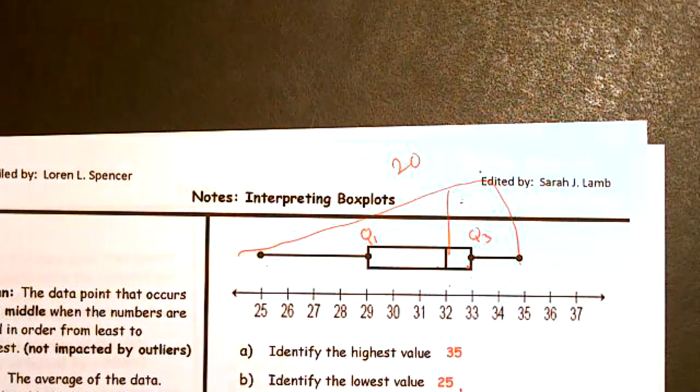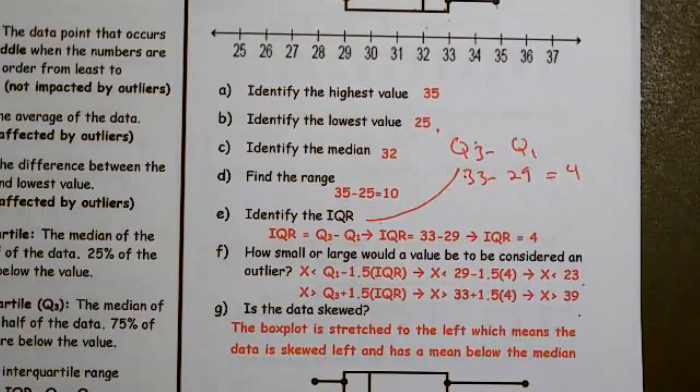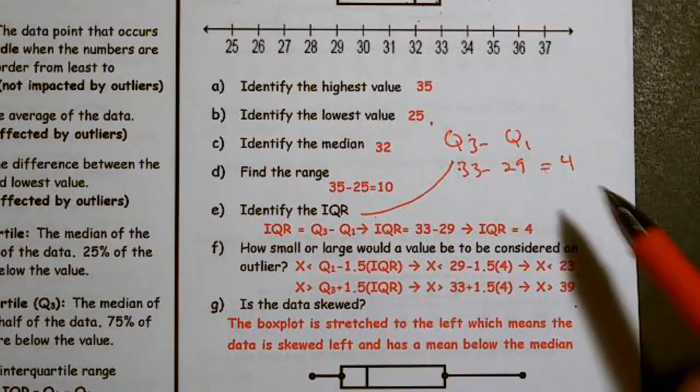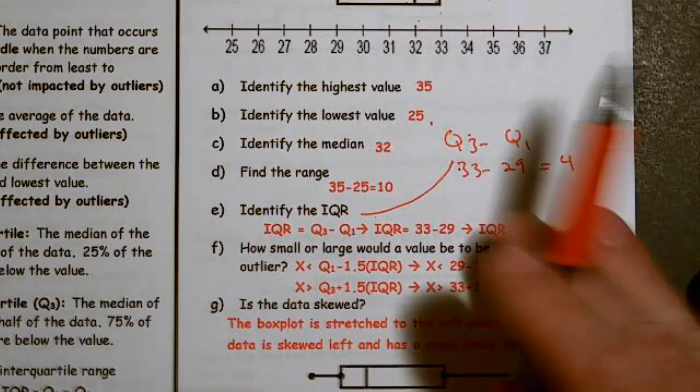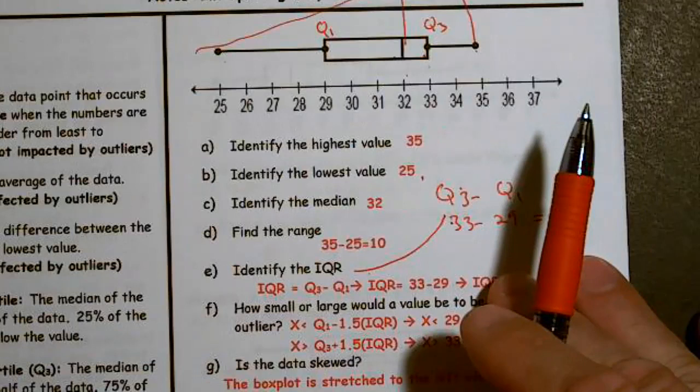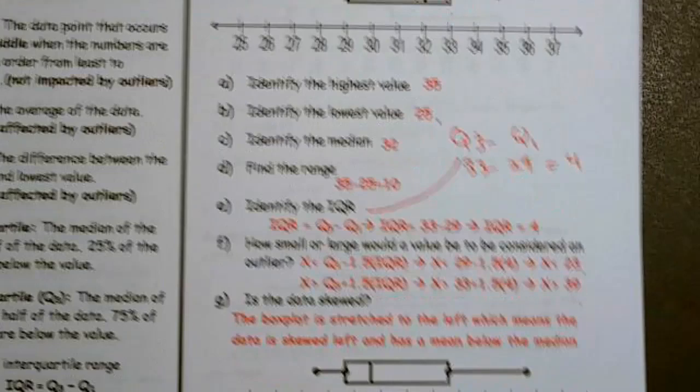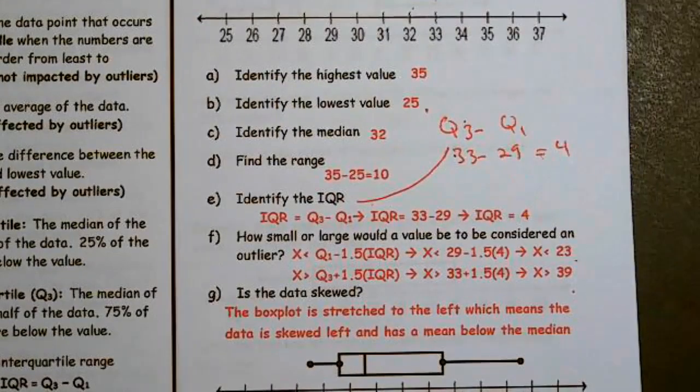So this one is skewed. And in this case, it's skewed to the left, right? It's skewed to the left, which means the mean is below the median, all right? The mean will be to the left of the median, or the mean will be less than the median.